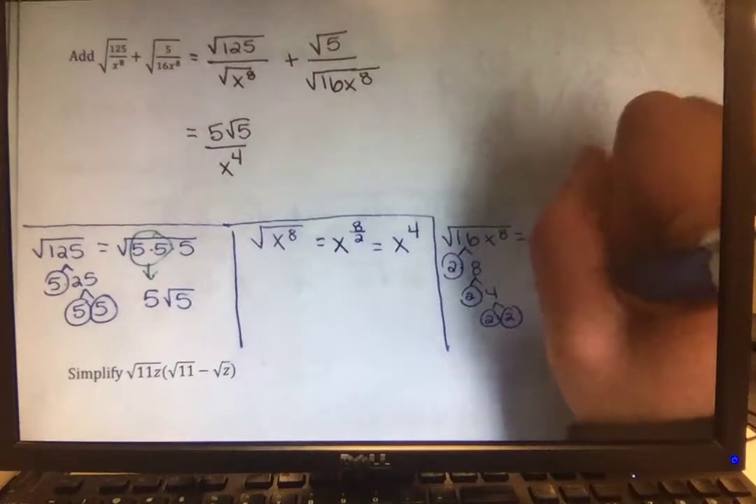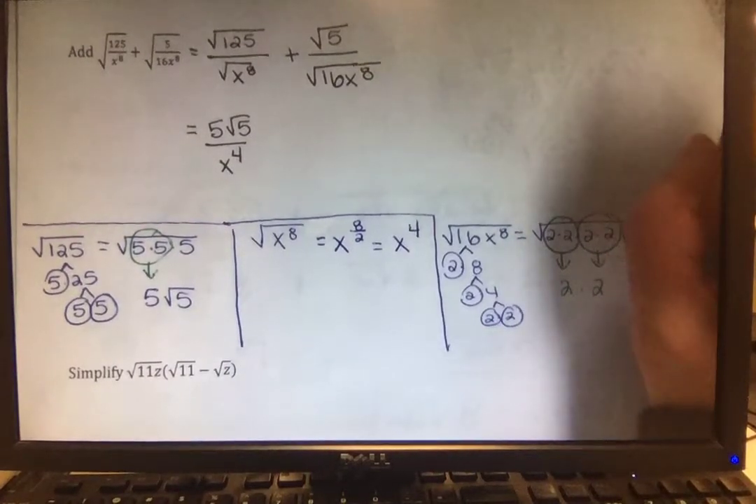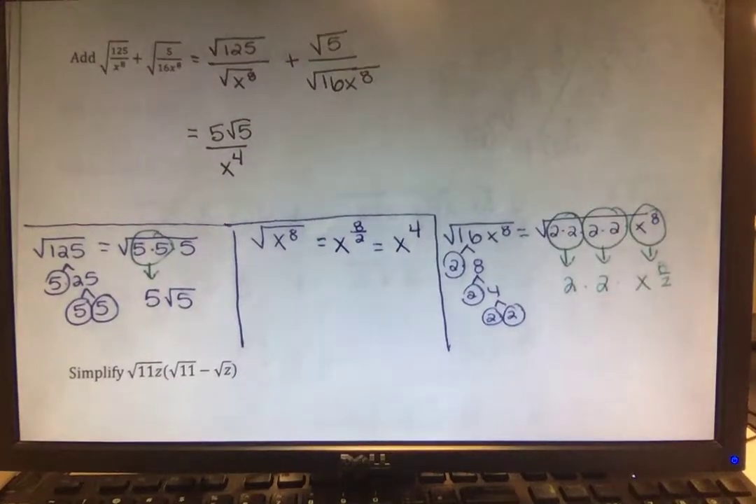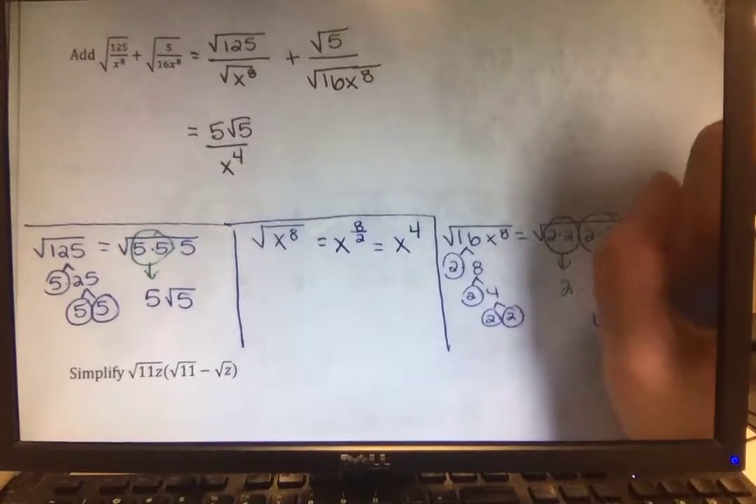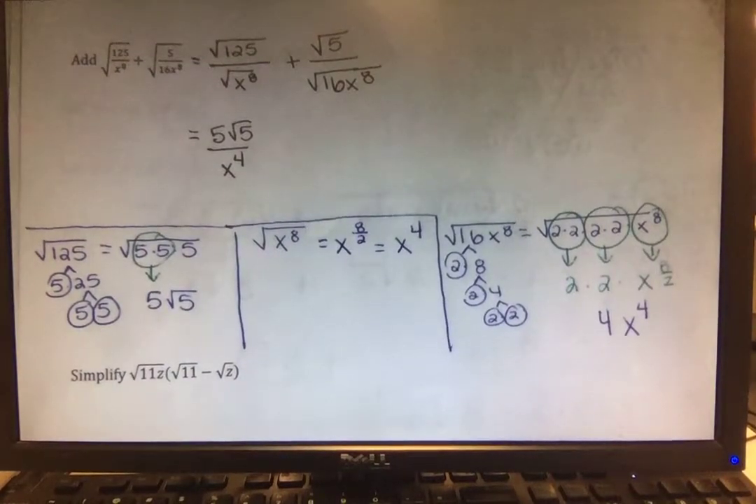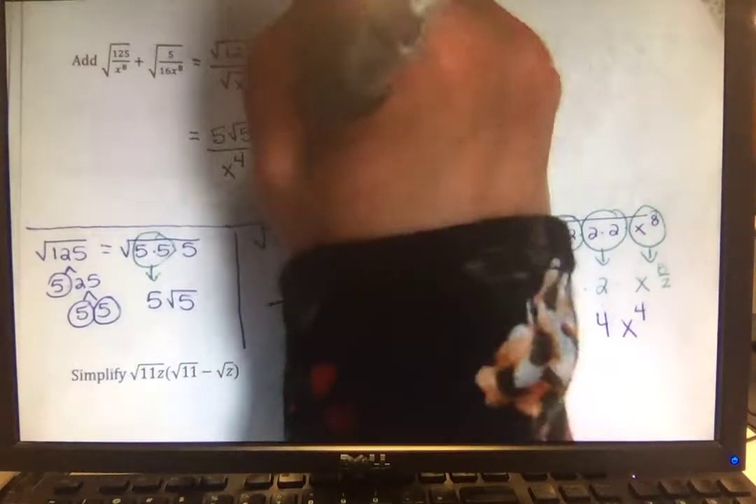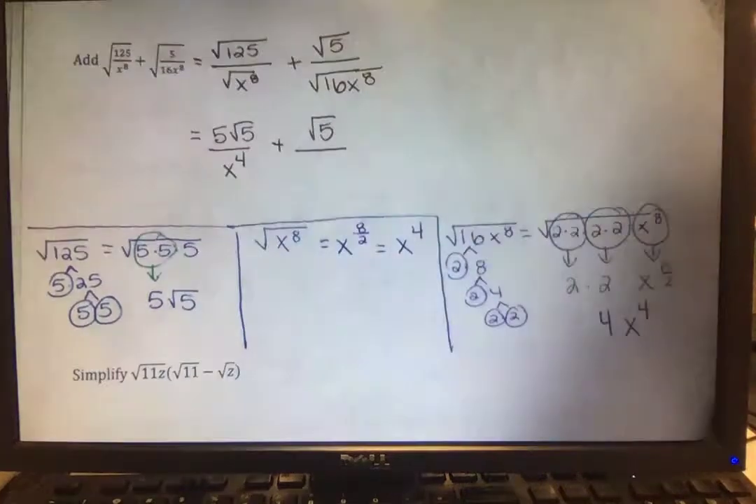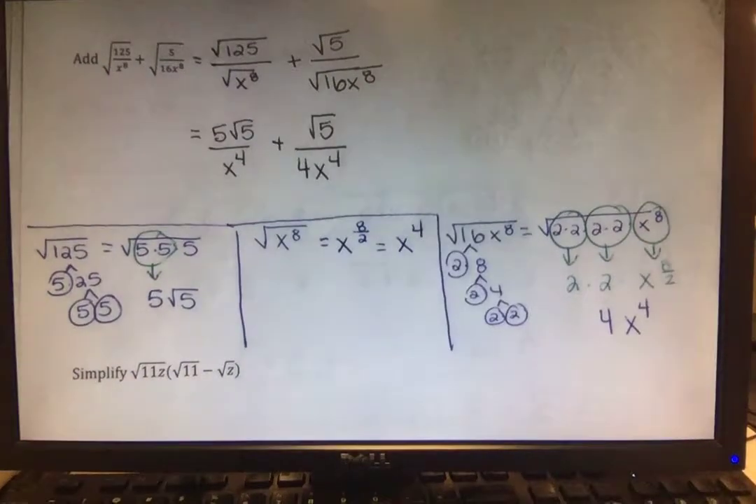And just like last time, if we have 8 x's and we're taking out groups of 2, we can take that 8 divided by 2. So that'll leave us with 2 times 2, which is 4x to the 4th power. 8 divided by 2 will give us that 4th power. So we simplified the second fraction into plus the square root of 5 over 4x to the 4th.